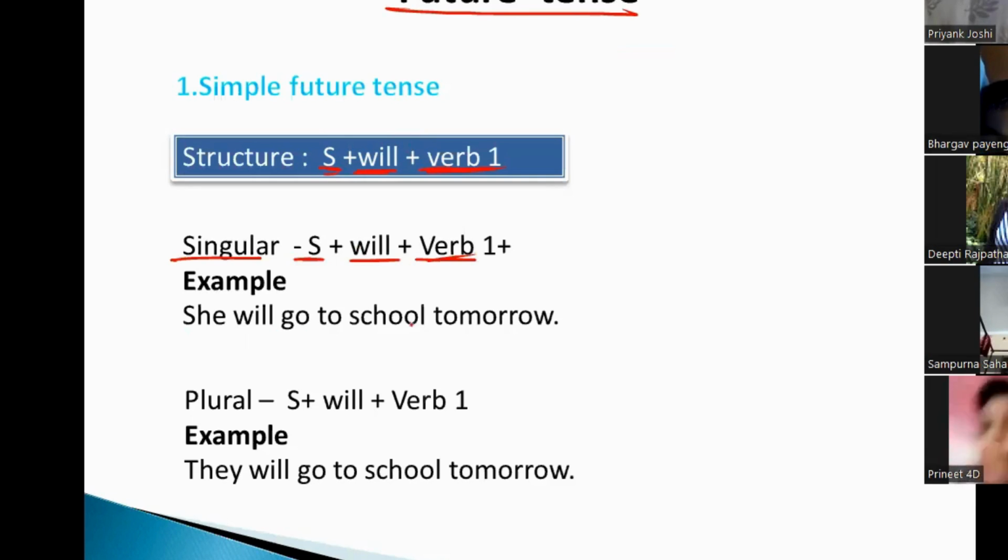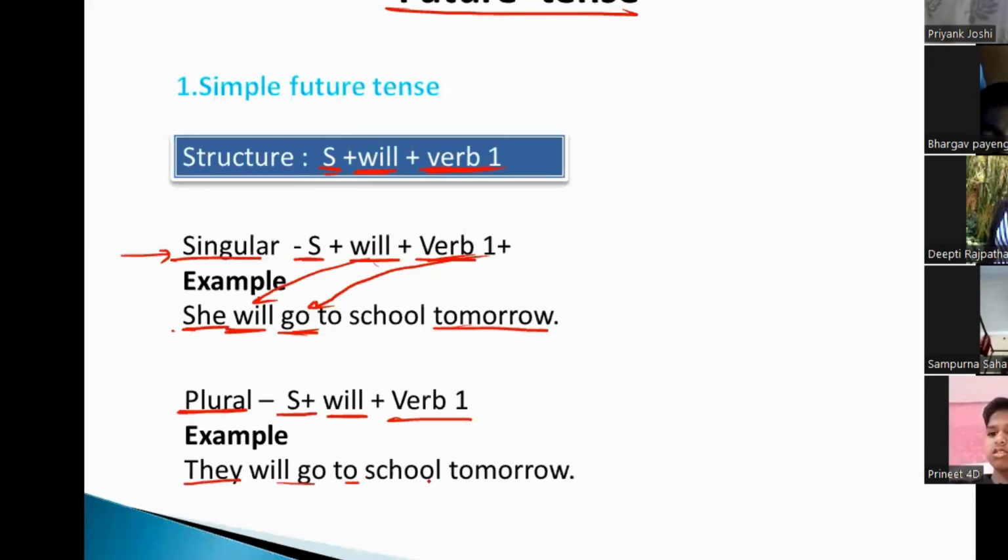Like, she will go to school tomorrow. So it is representing the action that is going to happen in the future, that is tomorrow, right? So she is our subject, will is our helping verb, and go is our first form of verb. Now, when your subject is plural, the structure is the same: subject plus will plus first form of verb, as we have for a singular subject. So, they will go to school tomorrow. They is our subject, will is our helping verb, and go is the first form of verb. Clear, everybody? Yes, ma'am.